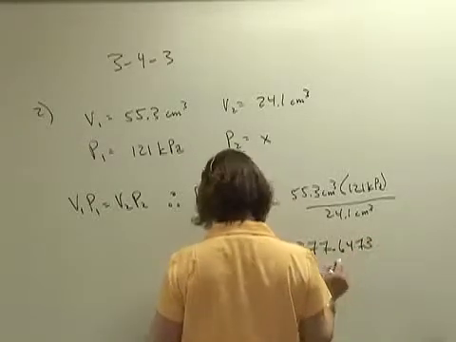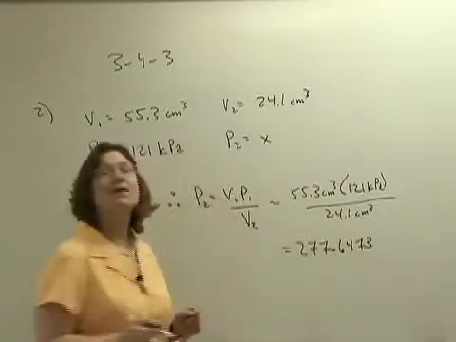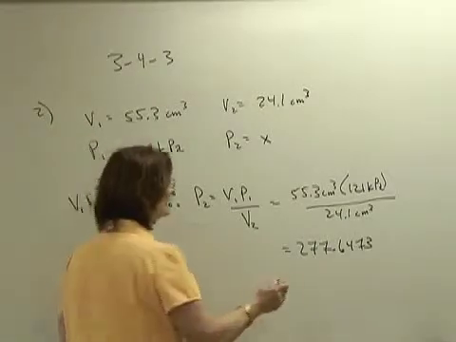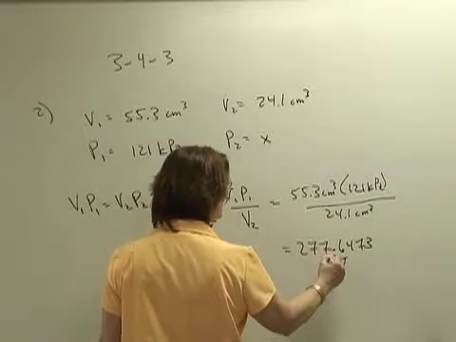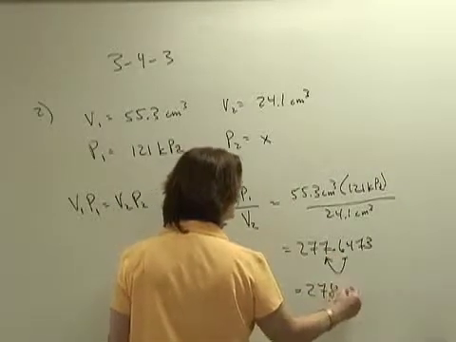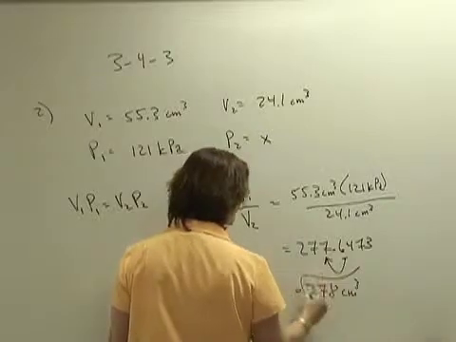277.6473. I look back to my original problem, and the number with the least number of significant digits would be 3. And therefore, the 6 will round the 7 up. And my final answer will be 278 centimeters cubed.